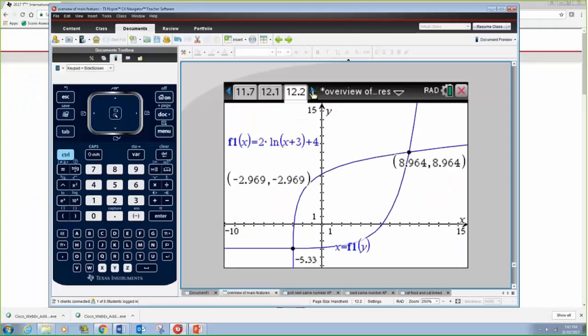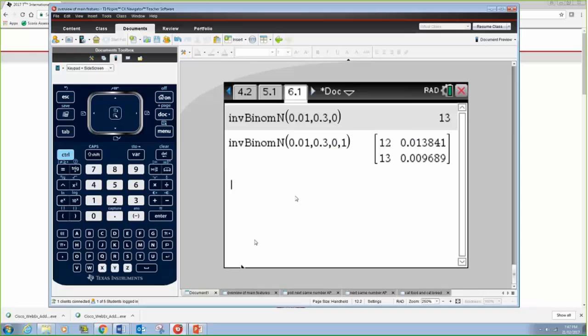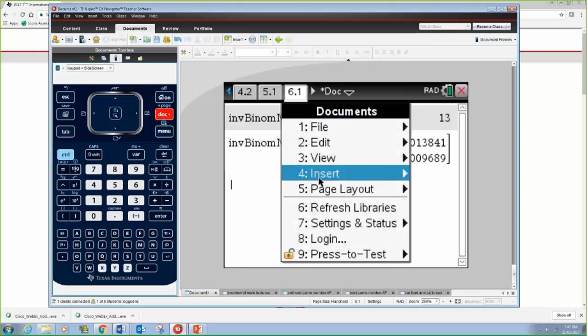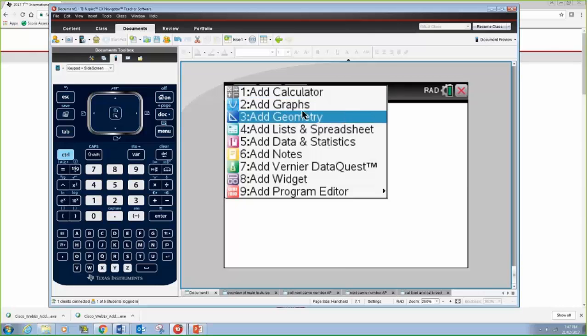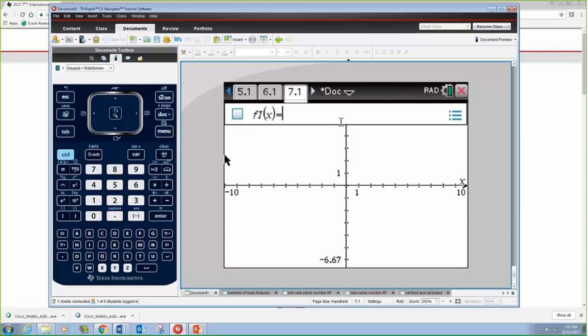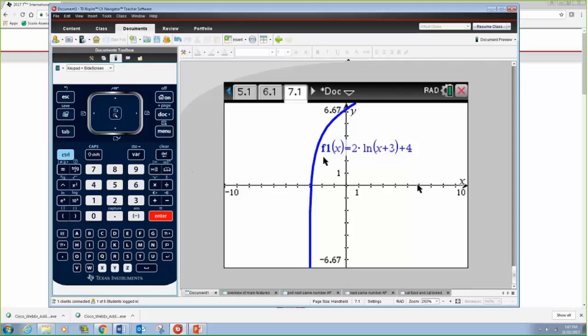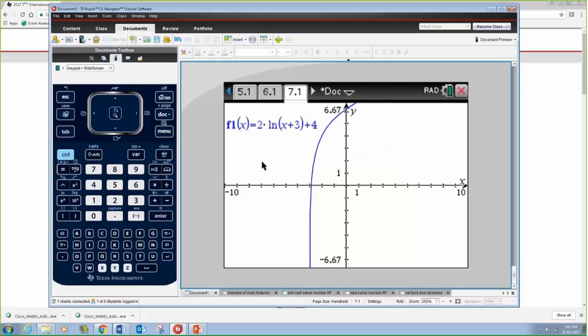So what we start with is a particular graph and then draw the inverse. I will draw this again in the document to show you how that can be done. So we go to graphs and we enter the graph 2 ln x plus 3 and plus 4 it was. So I've entered this particular graph in the function entry.